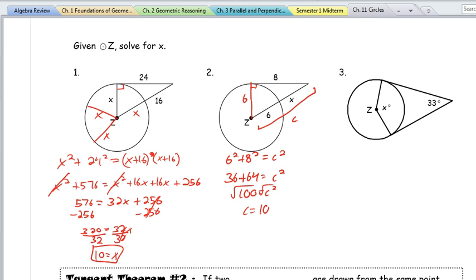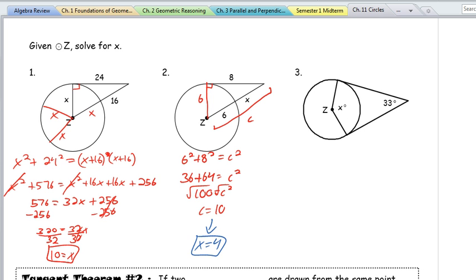Now, this is where you have to be really careful. That doesn't mean x is 10. That means c is 10. So if c is 10, and part of it is 6, then x is going to be 4. If you do choose to do it that way, instead of doing 6 squared plus 8 squared equals x plus 6 squared, you just have to be really careful. And you're only going to get that option sometimes. We could not have done that in number 1, because we have an x in 2 spots.